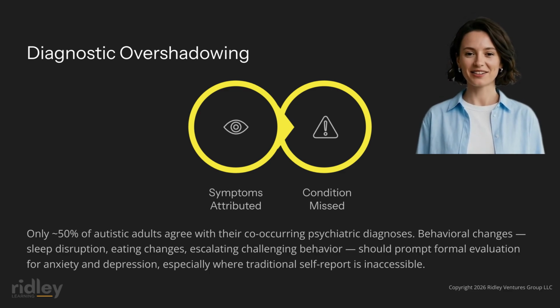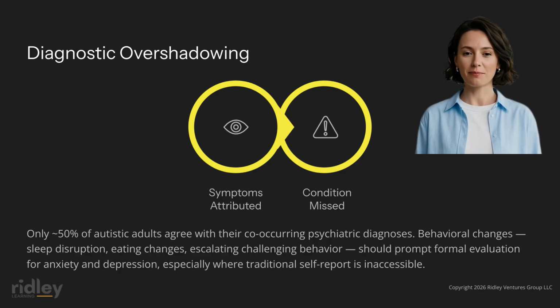Diagnostic overshadowing is a critical concept for clinicians to understand. This term refers to the tendency for clinicians to attribute symptoms of a co-occurring condition to the primary diagnosis of autism, thereby missing the co-occurring condition entirely.